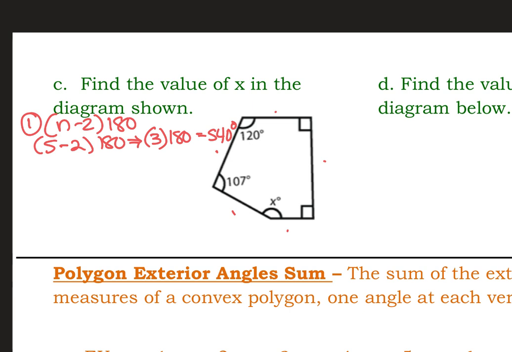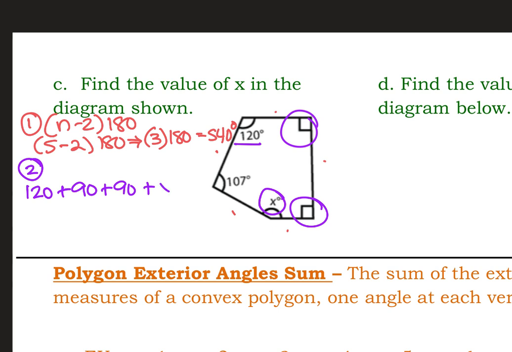All right, so then for the second step, again, we want to know what this x is. What's the value of that x? For the second step, we're going to use that 540. For step 2, you're going to add everything inside. So I'm going to start with 120 plus 90 plus another 90 plus x plus 107. All of this should equal 540 degrees. So look, you want to make sure you have 1, 2, 3, 4, 5 angles in your equation.